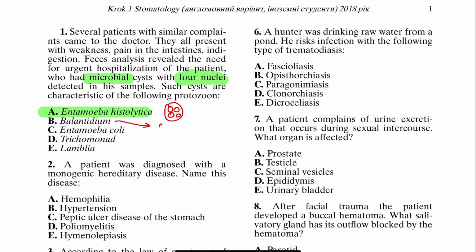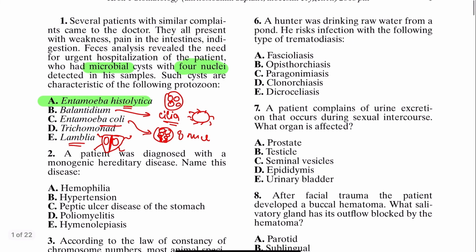Balantidium coli will have cilia, okay, cilia like this, hair structures around it. Entamoeba coli, don't confuse it with histolytica, will have 8 nuclei. Giardia will have a symmetrical structure with 2 nuclei and 4 flagella. If we have another question like it, we will see them.